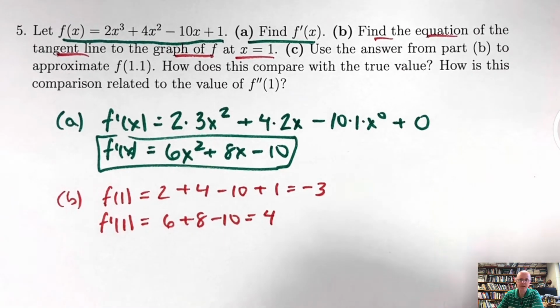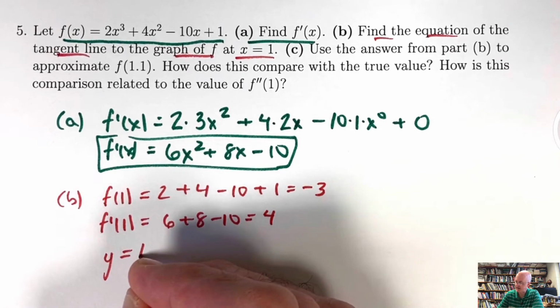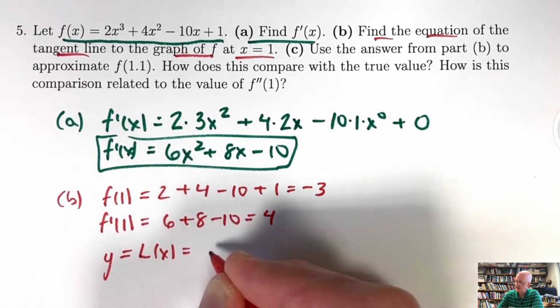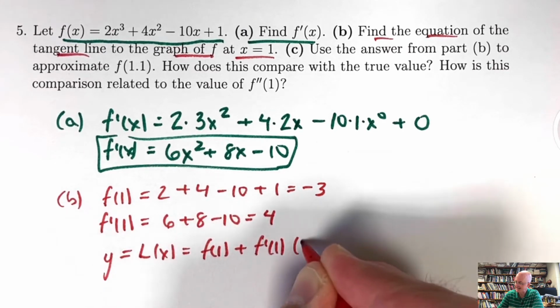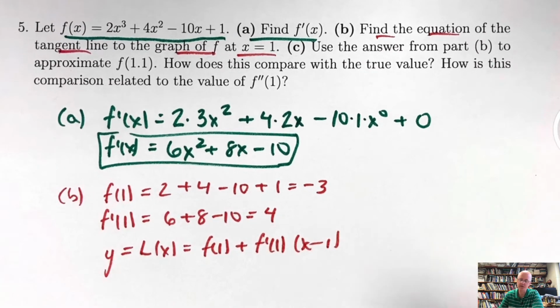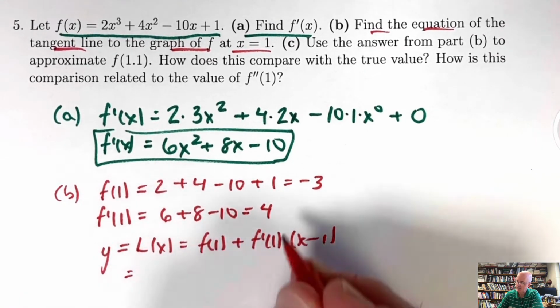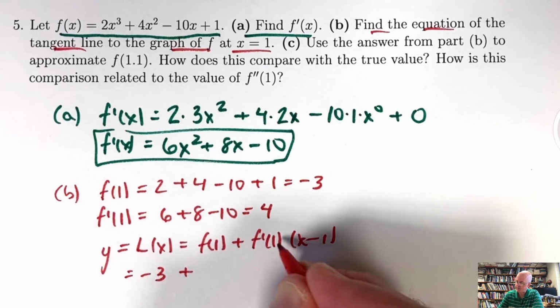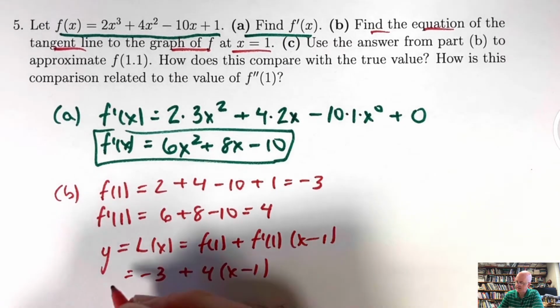The equation of the tangent line then is y equals, if you want to give the tangent line a name, like L of x or something, that's fine. It's going to be f of 1 plus f prime of 1 times x minus 1. I'm effectively using point slope form of the equation of a line. F of 1 is negative 3. F prime of 1 is 4. We get this. That is the answer.